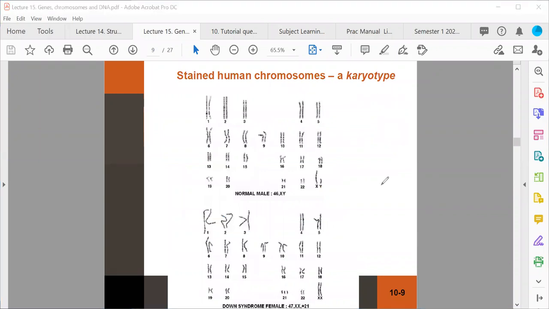All right, here we have a very interesting image. This is called a karyotype. A karyotype is simply a collection of all the chromosomes that you would find in the nucleus of one single cell. And this is a karyotype of a human cell.